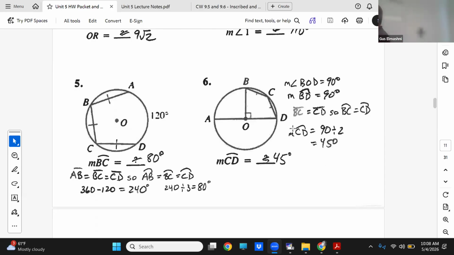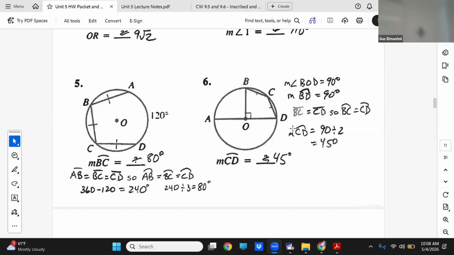So what's going to happen here? Remember, congruent chords, congruent arcs, right? So these are congruent. Now, if you got 120 from A to D, how much is left for all the other parts combined? You have to split it 3 ways. So 80, 80, 80, right?